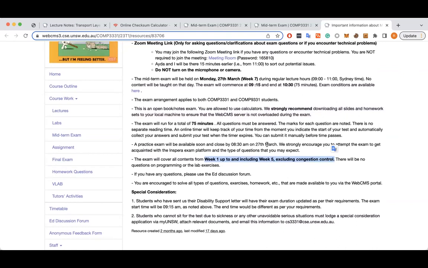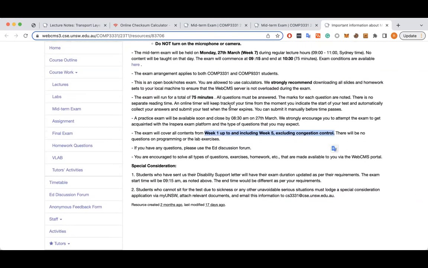If you have any question for the midterm exam, any general question, ask. And we have a mock test at this time.